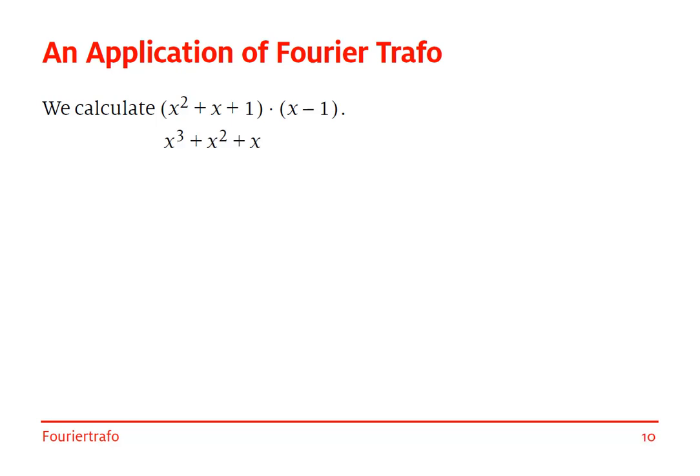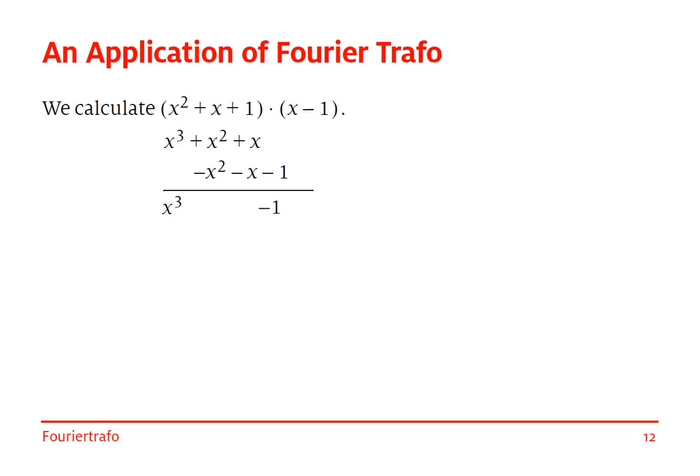So we multiply x squared times x equals x to the power of 3. x times x is x squared. 1 times x is x. x squared times minus 1 is minus x squared. x times minus 1 is minus x. And 1 times minus 1 is minus 1. And finally, we add all the components together and we obtain x to the power of 3 minus 1.